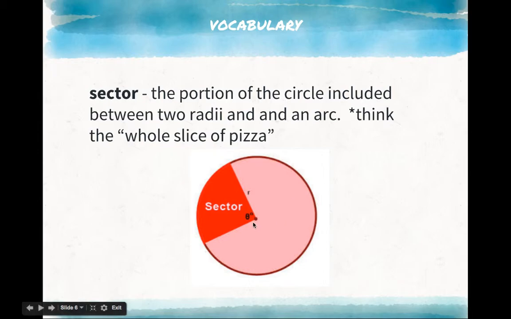A sector is the portion of the circle that's included between the radii. So here are the radii, the radius and the radius. It's the area included between the radii and the arc. That entire section, this entire shaded red section, is called the sector. You want to think of it as the whole slice of pizza. That is a sector.